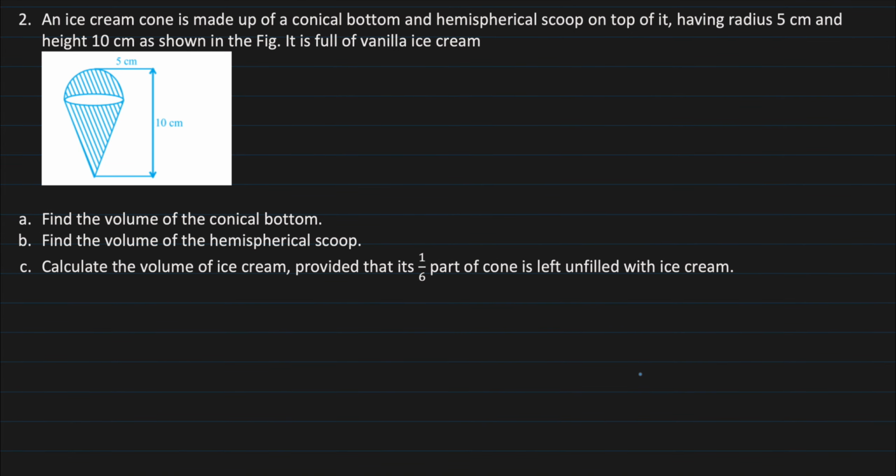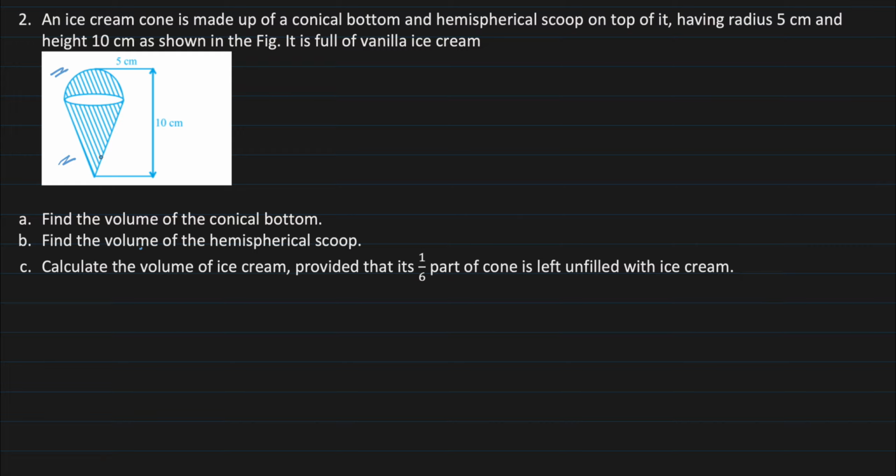So second question, an ice cream cone is made up of a conical bottom and a hemispherical scoop on top of it, having radius 5 centimeter and height 10 centimeter as shown in the figure. The figure is not drawn to scale, students. It is full of vanilla ice cream. Find the volume of the conical bottom. Find the volume of the hemispherical scoop.